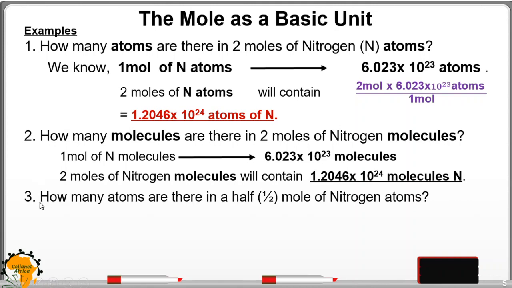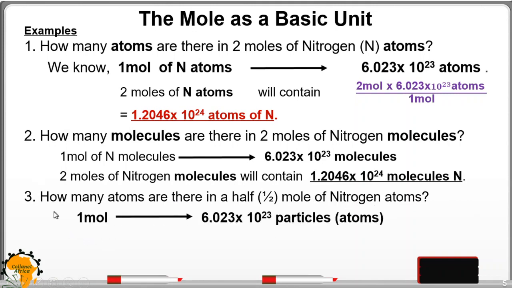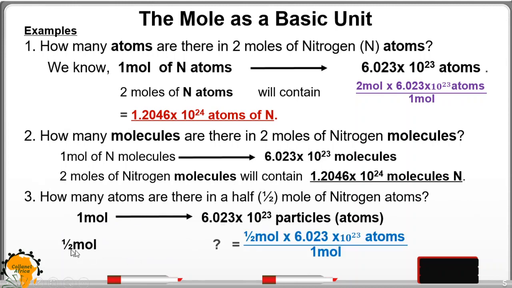Example 3, how many atoms are there in half a mole of nitrogen atoms? Avogadro's constant, 1 mole. We have this number of particles, so what about a half? We multiply and then we divide by 1 to get this number of atoms, 3.0115 times 10 to the power 23 atoms.